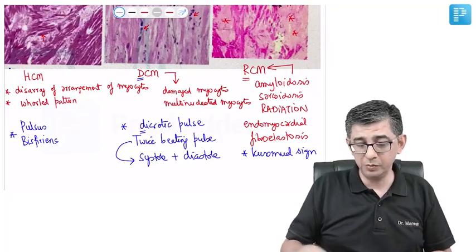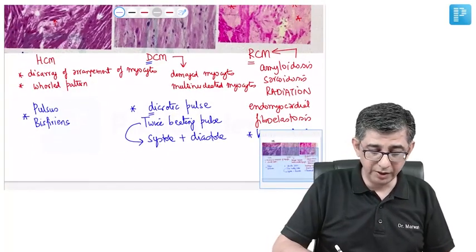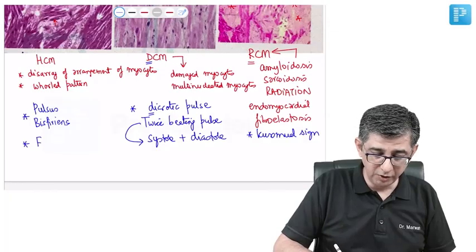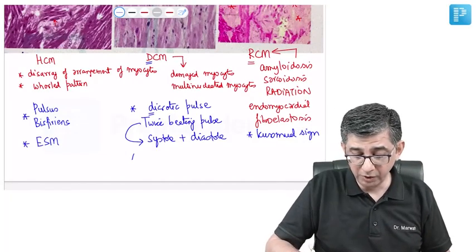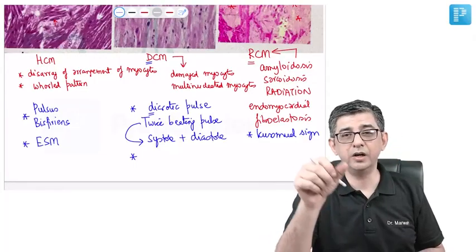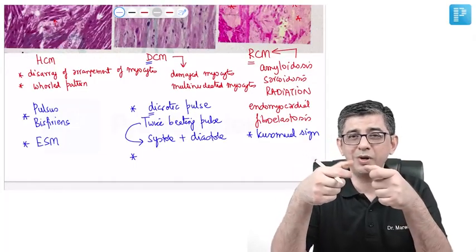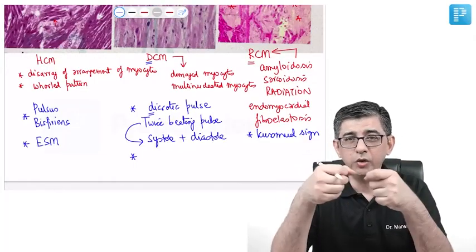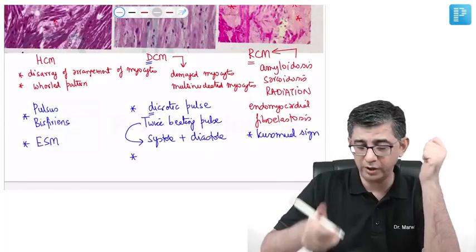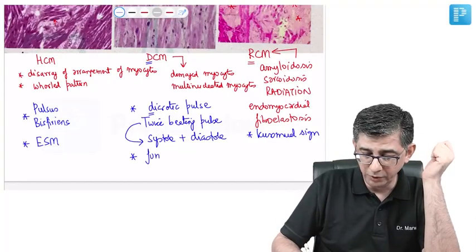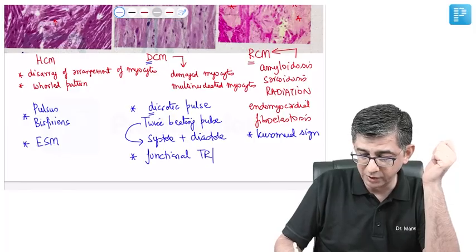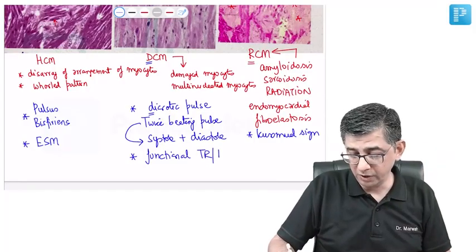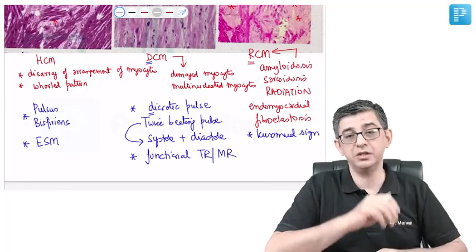So there will always be some features given, like I can add some more clinical features here. For HOCM, I told you ejection systolic murmur. In dilated cardiomyopathy, listen to this fact carefully: the mitral and the tricuspid annulus will dilate. Due to dilatation of the mitral and the tricuspid annulus, there could be leakage of blood, and your patient could be having either a functional tricuspid regurgitation or a functional mitral regurgitation.